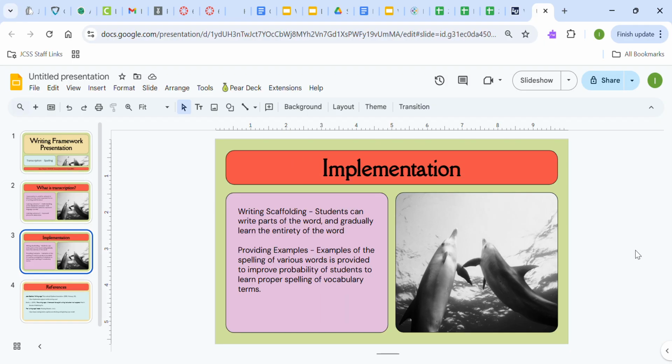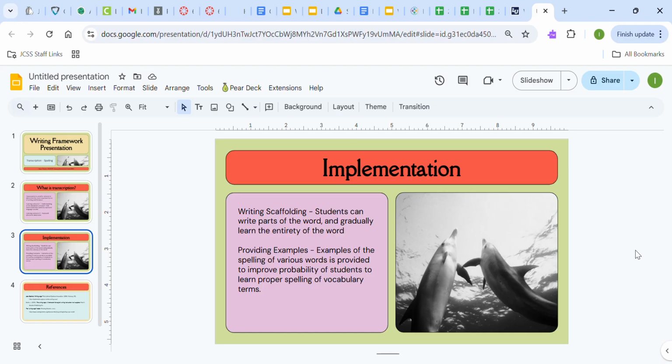The way this will be implemented within a classroom setting will be with the use of differentiation. There are two forms of differentiation that will be used. Those are writing scaffolding as well as providing examples. Again, that is writing scaffolding as well as providing examples.